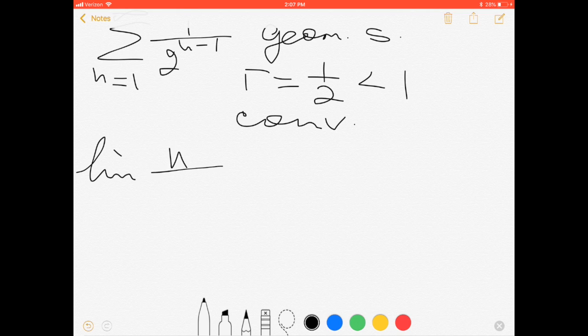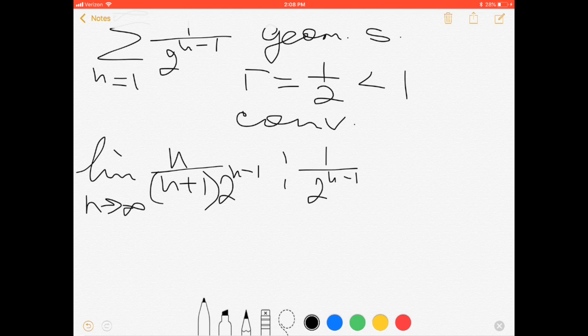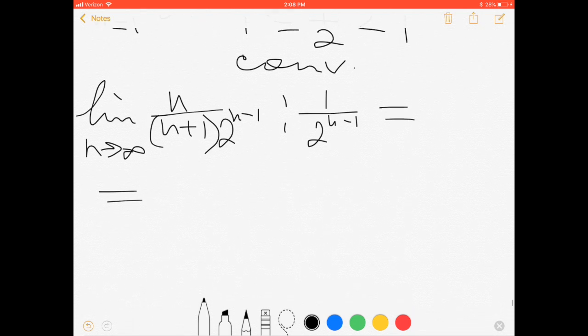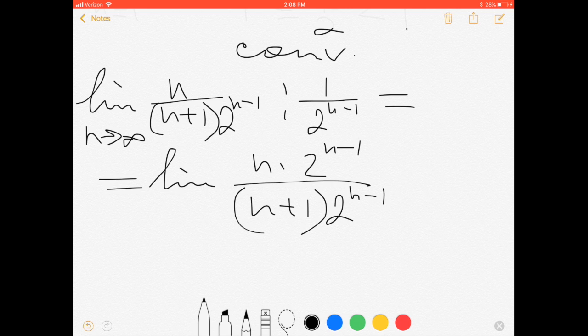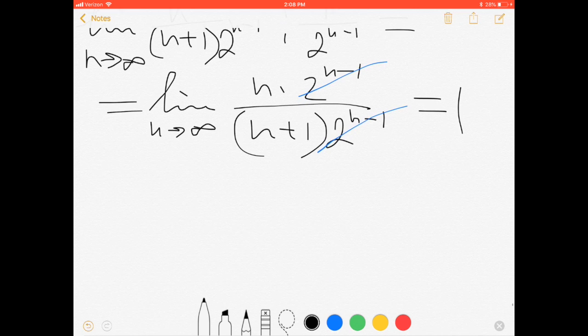We have n over n plus 1 times 2 power n minus 1 divided by 1 over 2 power n minus 1, n approaches infinity. Okay, simplify a little bit here. Don't forget n approaches infinity, n over n plus 1, it will be 1. Okay, this means converges.